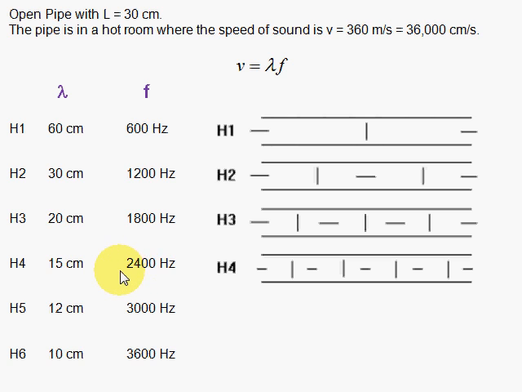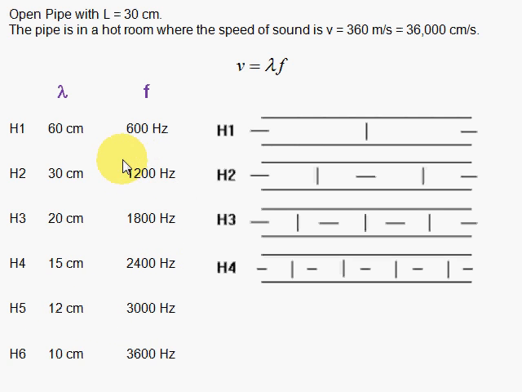15 times 24, that one's going to be hard to do, but I'm just showing you here how these will work. That would work if you took the patience to work it out, but look at this one here, 12 times 3,000 is 36,000. So nice relationship to note.